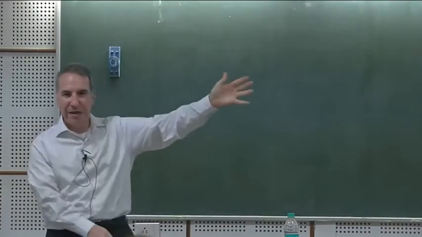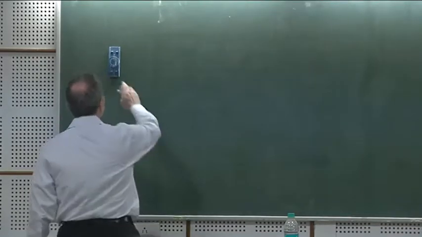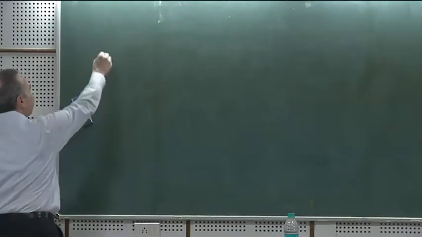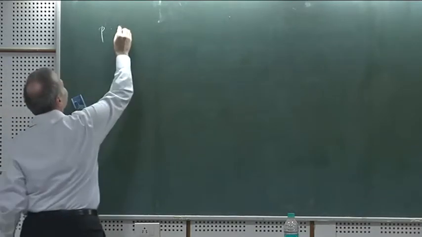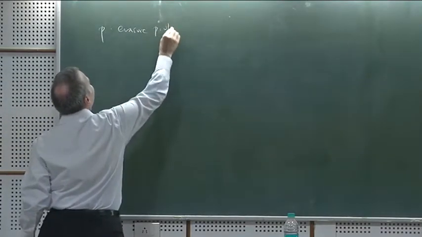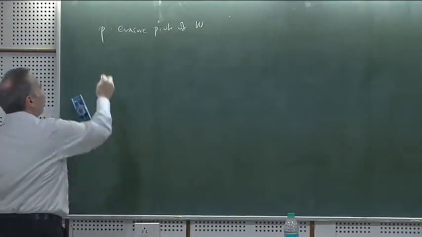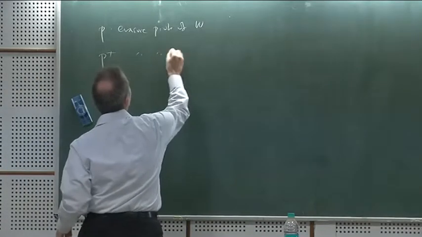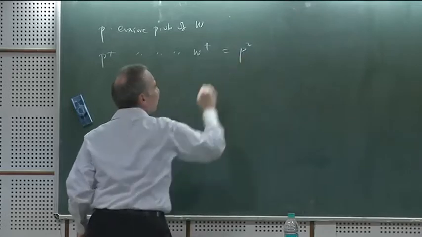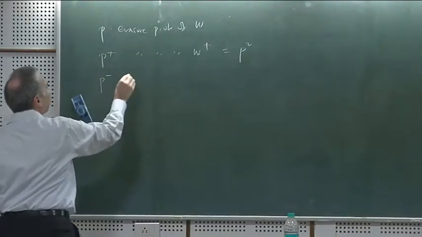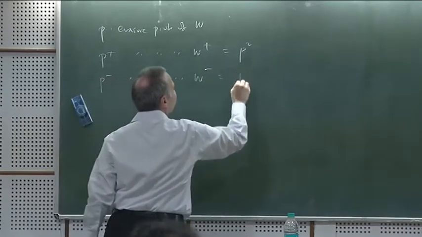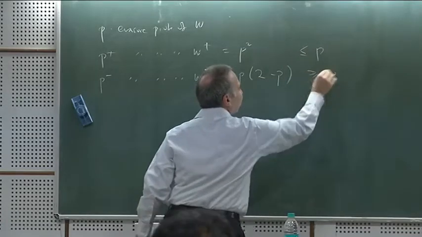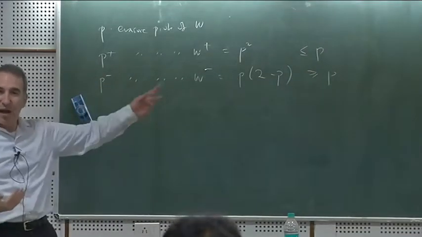But now let's see what happens for the erasure case. I'm going to try to write here a table in the following way. Suppose P is the erasure probability of the channel W, and I'm going to denote by P plus the erasure probability of channel W plus, which is P squared, and P minus the erasure probability of W minus, which is P times 2 minus P. This guy is less than or equal to P. This guy is more than or equal to P, but their average is P.